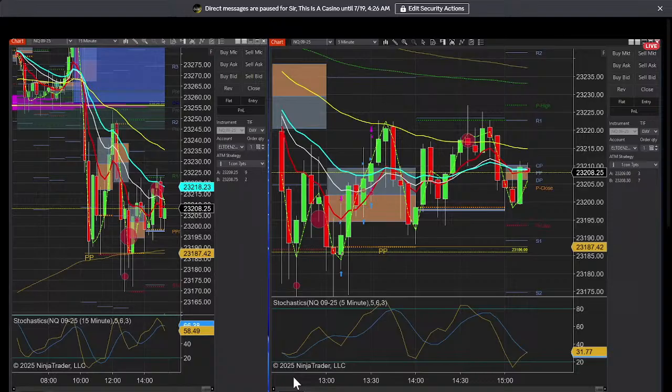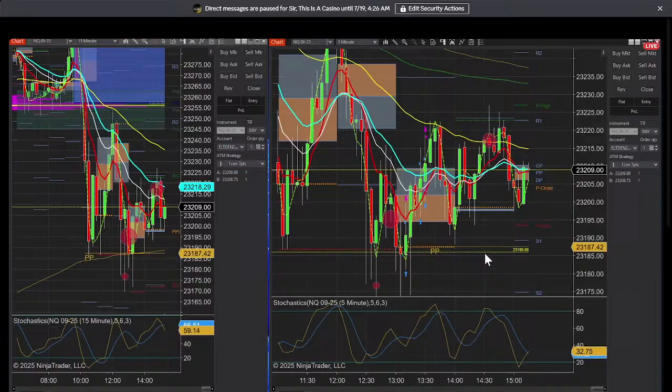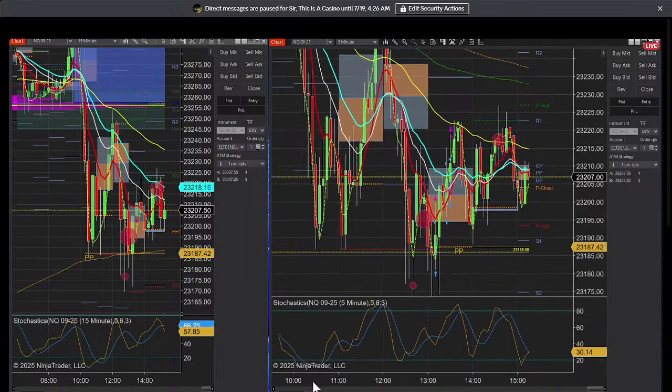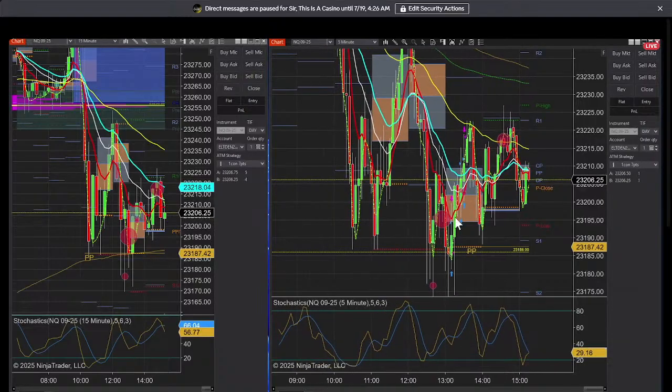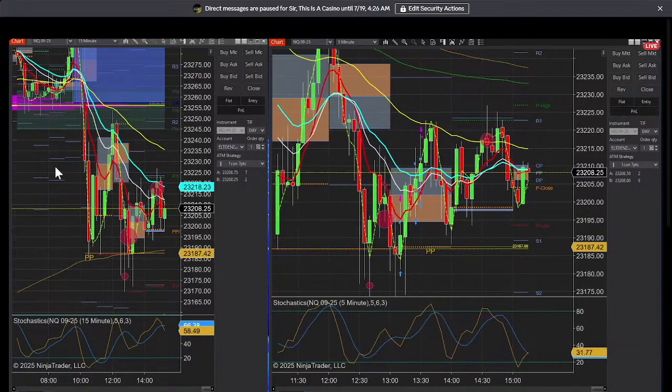And I don't know where they were getting their POC, because here's where I had POC, and you can see that it was being respected an awful lot. Their POC was like clear up here somewhere, or maybe it was in here. But even on the 15-minute, I don't even see a POC.